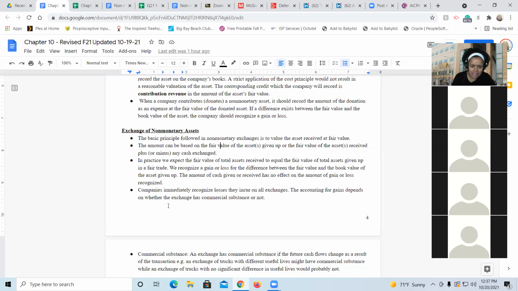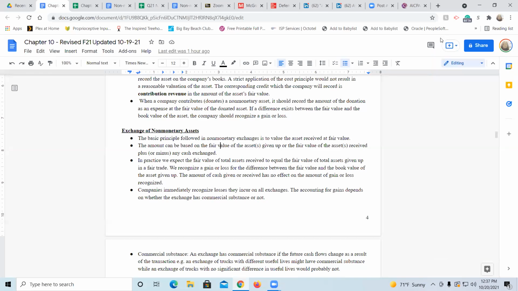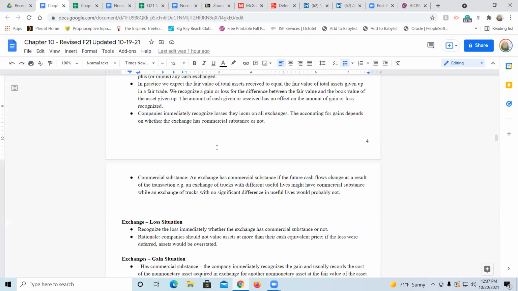The accounting for gains depends on whether the exchange has commercial substance. So as usual, the FASB, the codification, they don't want companies to just create gains out of thin air. They actually want companies to be able to record losses if they're happening, but gains can only be recorded if the exchange actually changes the cash flows of the company. So what do I mean by that?